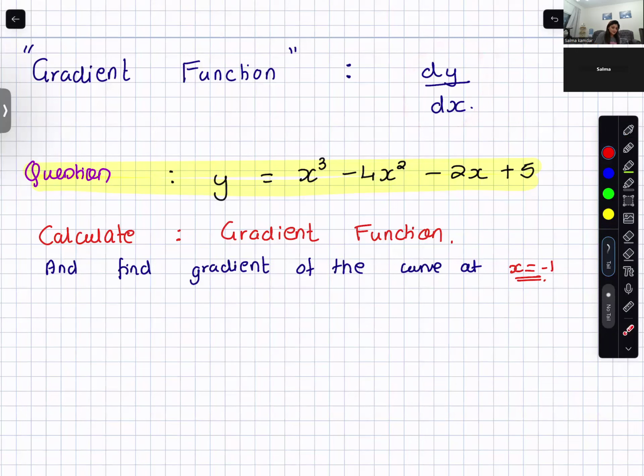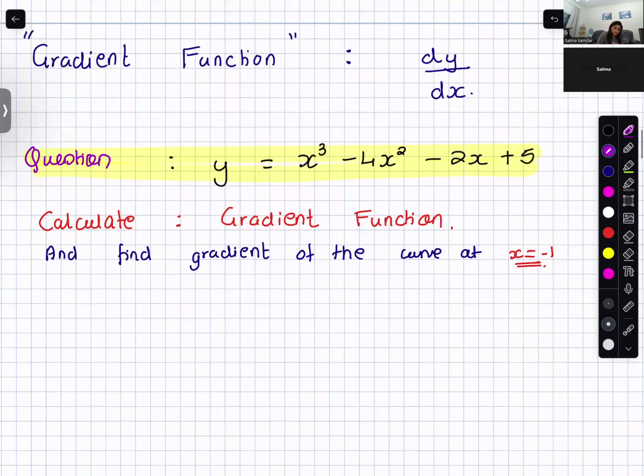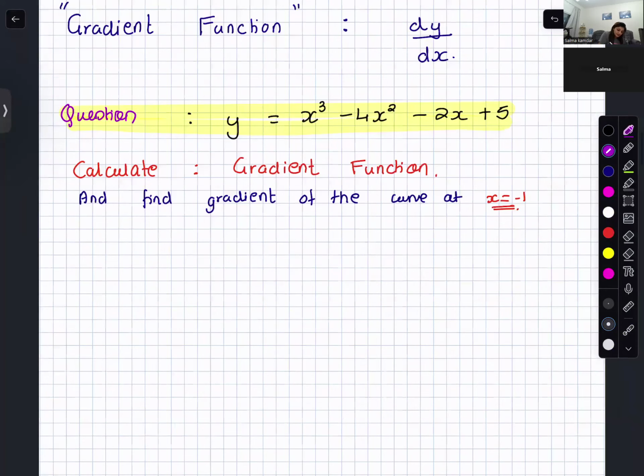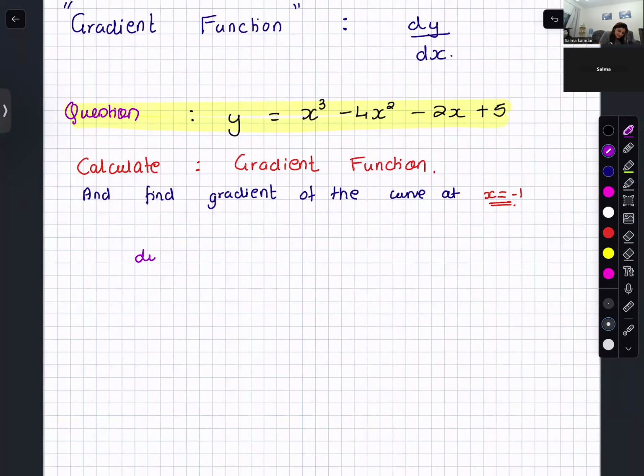My question is, the curve equation is y equals x cubed minus 4x squared minus 2x plus 5. Calculate the gradient function and find the gradient of the curve at the point x equals minus 1. For calculating the gradient function, I am going to simply take the derivative of the function. So I say dy by dx.